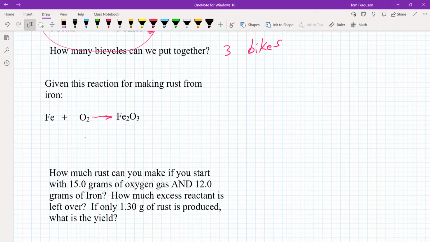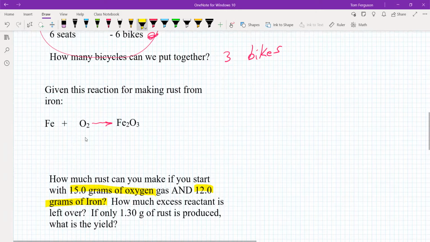Okay, now this is a typical limiting reactant problem. Very typical. We have 2 givens. That means we have to figure out which of the givens produces the least amount of rust. That's our first job. That means we have to consider the iron separately from the oxygen gas.